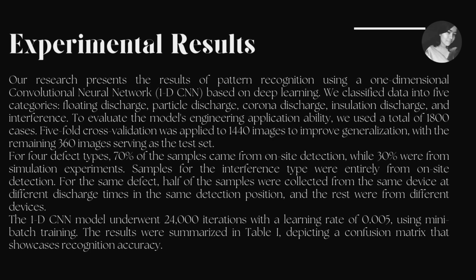Furthermore, in the case of the same defect, half of the samples were collected from the same device at various discharge times within the sample detection position, while the other half were sourced from different devices. The 1D CNN model underwent an extensive training process consisting of 24,000 iterations with a learning rate of 0.005 and employed mini batch training. The results were thoughtfully summarized in Table 1, providing a clear depiction of recognition accuracy through a confusion matrix.